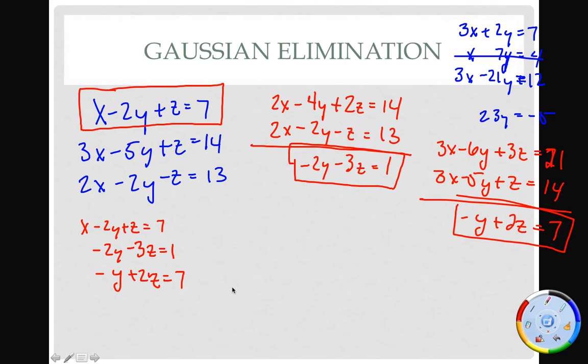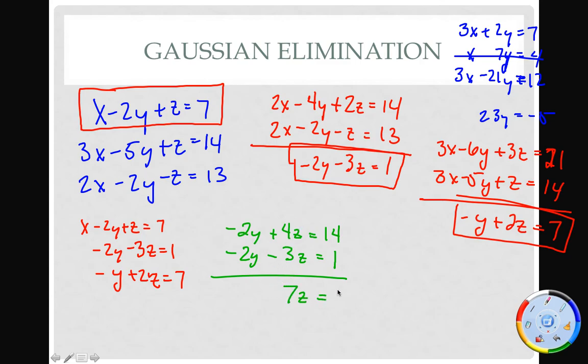And then the other part of Gaussian said, okay, that's the first step of Gaussian. The second step of Gaussian is to get rid of one of the other variables from my two variable set. So I could say, let's multiply this third equation by 2. So I would get a negative 2y plus 4z equals 14. And I'm going to keep the second equation. And I'm going to subtract. And if I subtract, what do I get here? I get 7z equals 13.